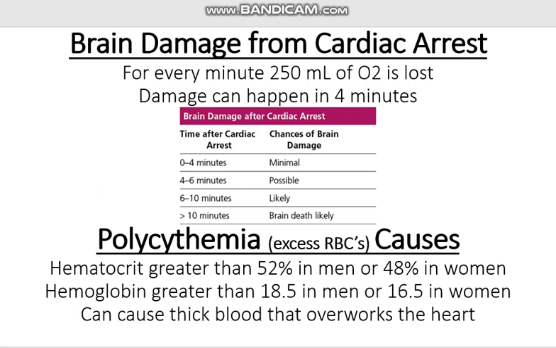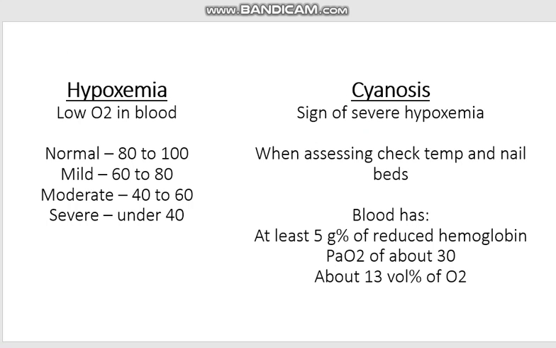Brain damage from cardiac arrest. For every minute, 250 milliliters of O2 is lost. Because of this, damage can happen in 4 minutes. Polycythemia causes include a hematocrit level greater than 52% in men or 48% in women, and a hemoglobin level greater than 18.5 in men or 16.5 in women. This can cause thick blood that overworks the heart.